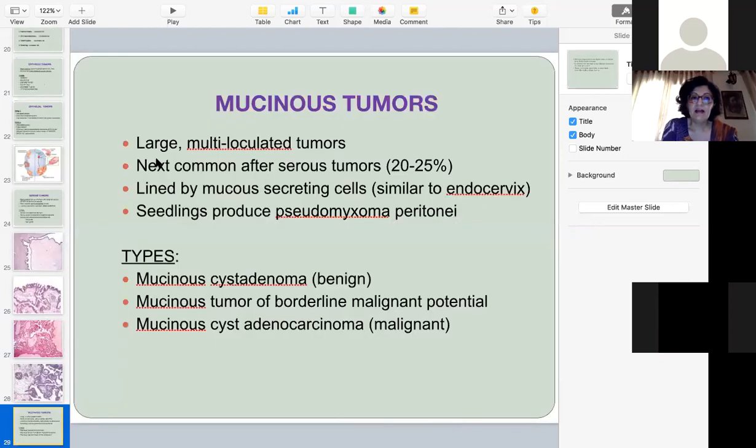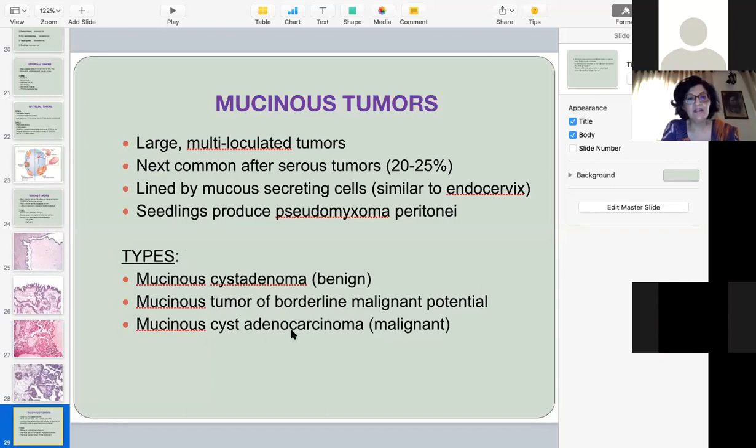Mucinous tumors are large multiloculated tumors. They are the next most common after serous tumors, about 20 to 25%. They're lined by mucus secreting cells similar to the endocervical epithelium. So they are cells which have apical mucin. And once they metastasize into the peritoneal cavity, they produce a condition called pseudomyxoma peritonei, which is a jelly-like material in the entire peritoneal cavity. Again, there are three types of mucinous tumors: mucinous cystadenoma, which is the benign form; mucinous tumor of borderline malignant potential, which is the borderline tumor; and mucinous cystadenocarcinoma, which is the malignant tumor.